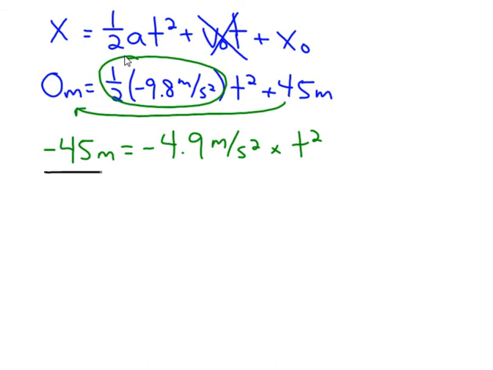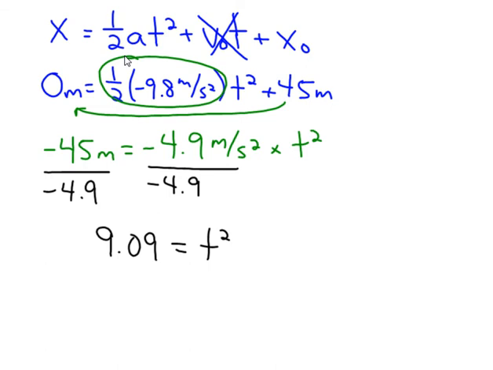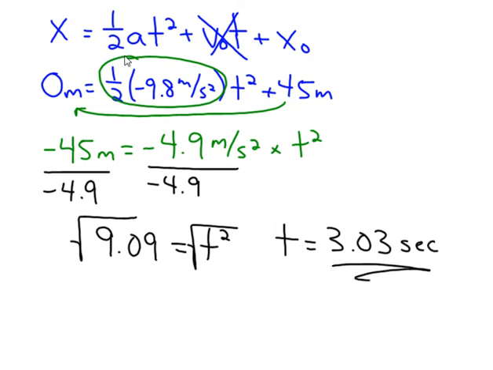My next step is going to divide both sides by negative 4.9. When I do that, I get 9.09 equals t squared. Now that's not the value I'm looking for. I'm looking for the time, or t by itself. So I need to do the same thing to both sides to get t by itself. So I'm going to square root both sides. And I end up with t equals 3.03 seconds. That's how long it's in the air for, 3.03 seconds.